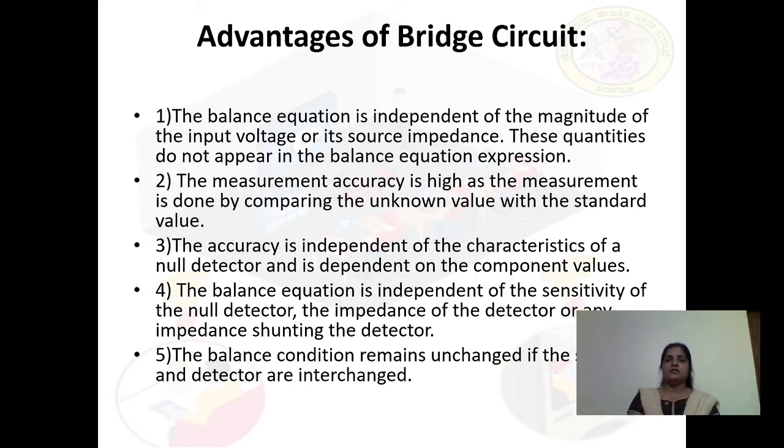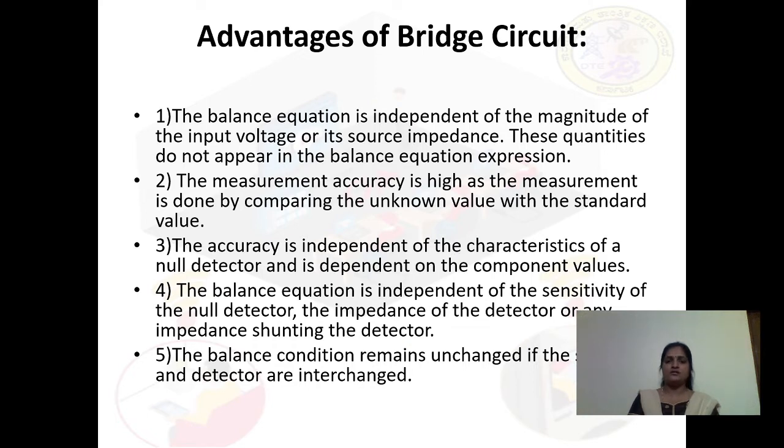And then the measurement accuracy is high, as the measurement is done by comparing the unknown value with the standard value. Here we get more accuracy. Why? Because we compare the unknown with one known standard value. So this is one advantage. And one more is that the accuracy is independent of the characteristics of the null detector and is dependent on the component values. Completely the accuracy depends only on the components available in the other arms and not on the null detector.